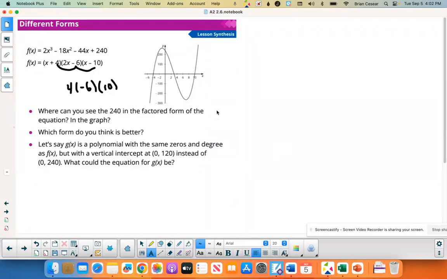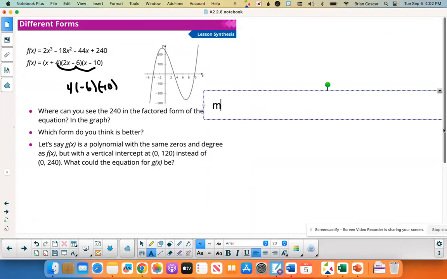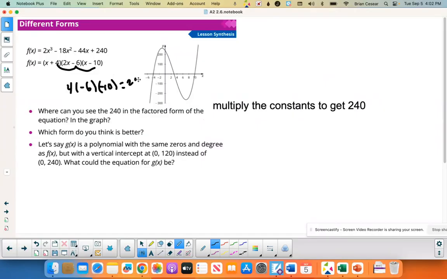Okay. Which is, well, negative 2. Well, wait. Oh, it's a negative 10. I knew something was wrong because it should have been a positive 240. So I would say here I multiply the constants. Okay, so there we go. So that equals 240. And then on the graph, the 240 is the y-intercept. Okay, so the constant is always the y-intercept.